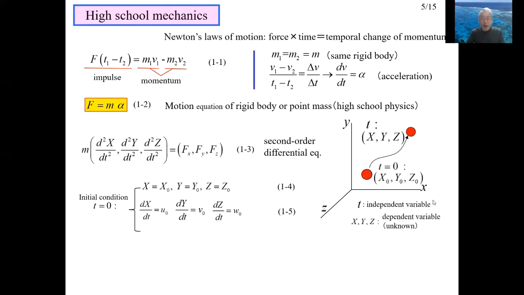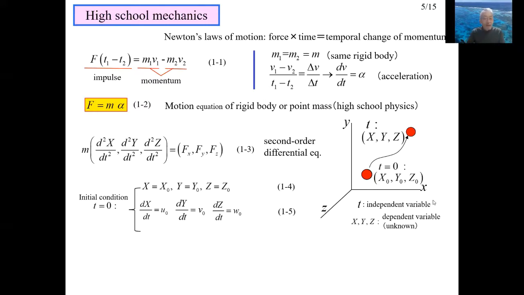First, assume that the mass does not change. The equation of motion of a body in three-dimensional space can be expressed by equation 1-3. This equation is a second-order ordinary differential equation. Large Fx, Fy, and Fz are external forces acting on the body. In order to solve equation 1-3, initial conditions must be given. Equations 1-4 and 1-5 are the initial position and velocity respectively.